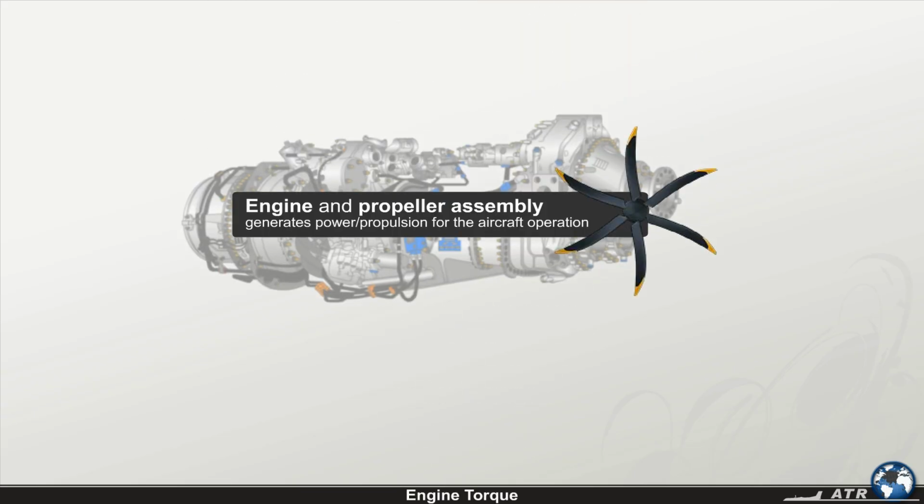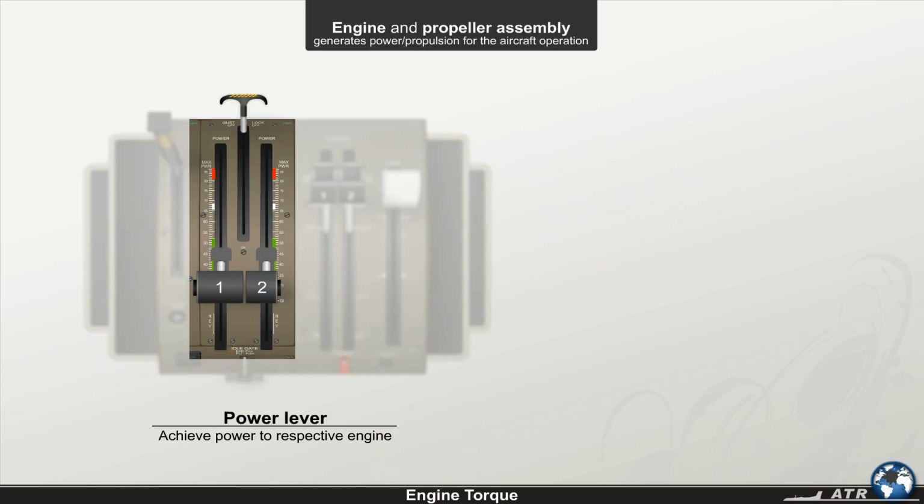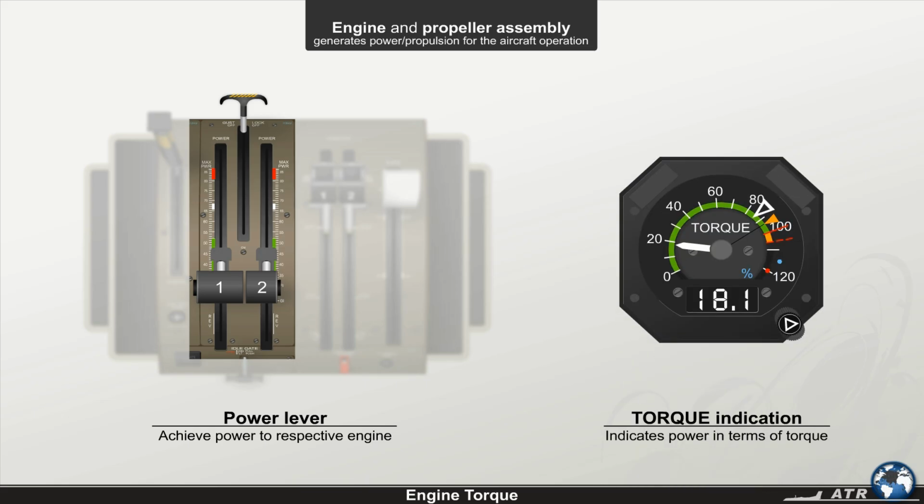The engine and propeller assembly generates power or propulsion required for the aircraft operation. It is achieved through the power lever of the respective engine and is indicated to the flight crew in terms of torque. The torque is obtained by dividing the engine power, P, by the propeller speed, NP.